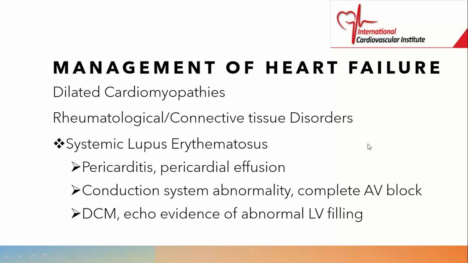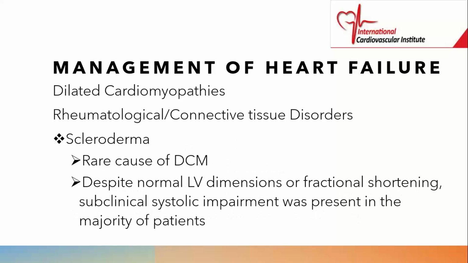Rheumatological and connective tissue disorders: SLE, systemic lupus erythematosus, can also give rise to a dilated cardiomyopathy. With lupus, you can get pericarditis, you get some pericardial effusion. You can also get a conduction system problem, complete heart block. And then when you look at the echo, you can see some evidence of cardiac involvement.